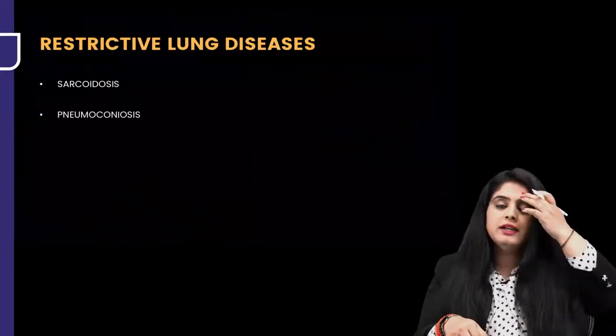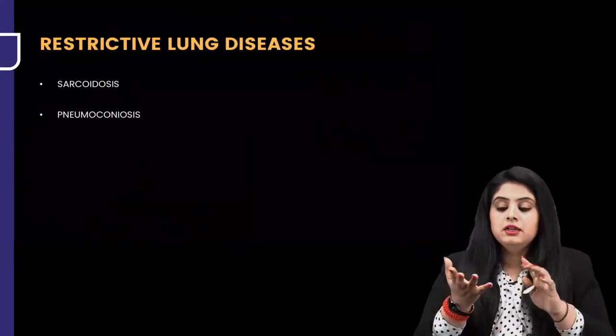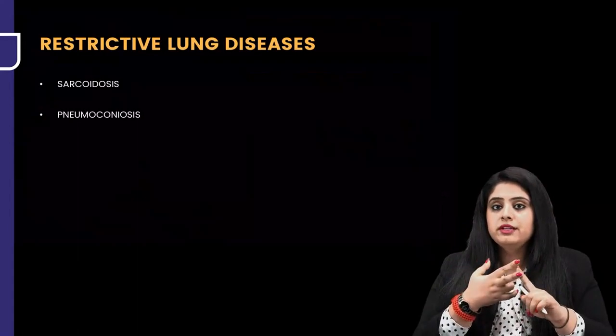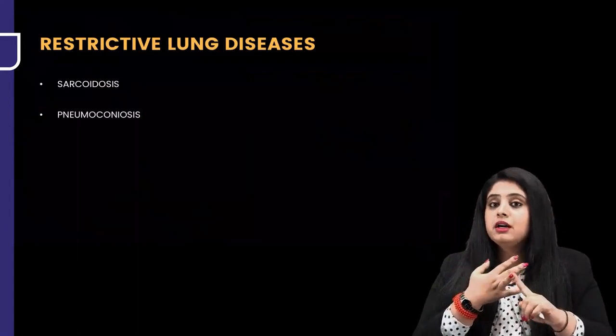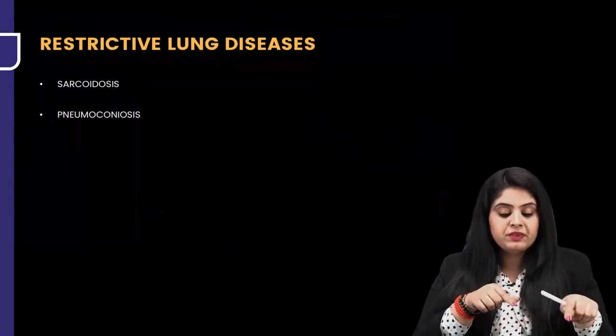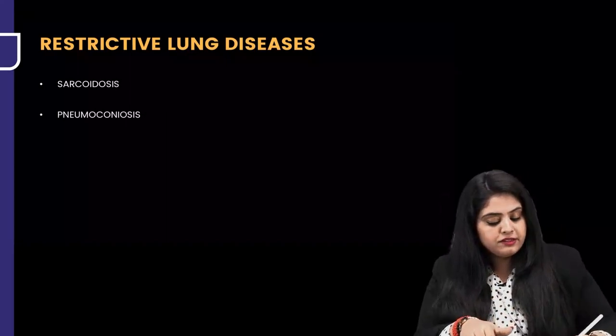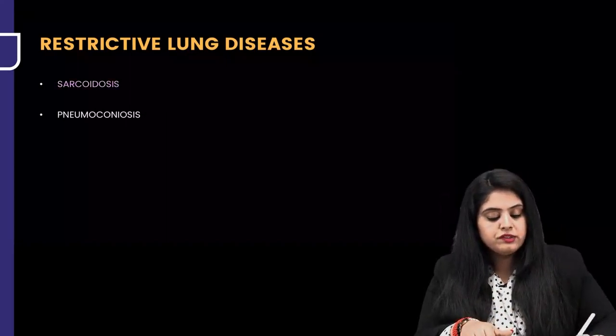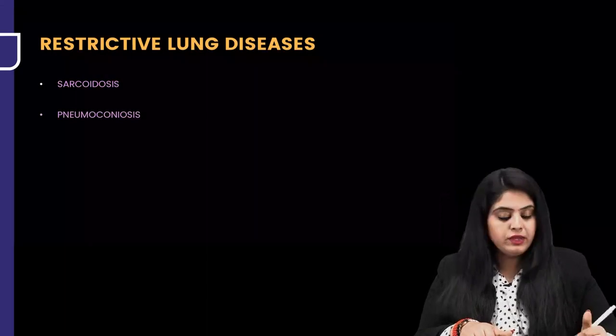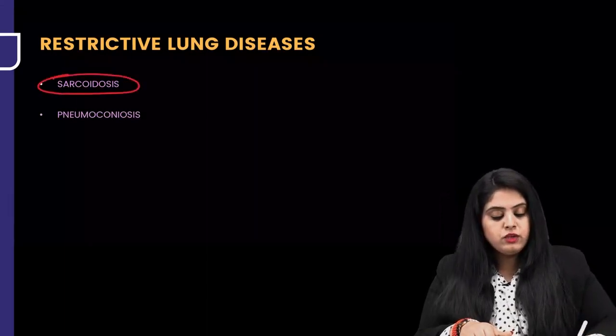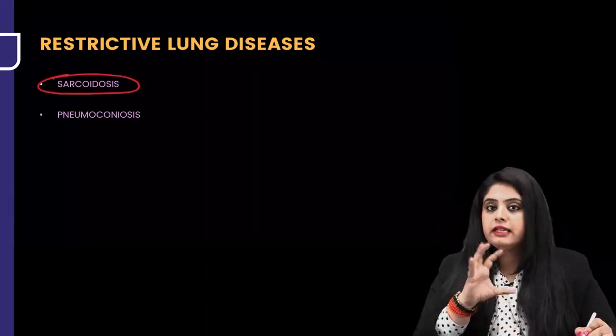Now I come to the RLDs. What was in OLD? CAB. COPD, asthma, bronchiectasis. Most important is the asthma 3C pictures that you have to know. Now I come to restrictive lung diseases, in which I'm gonna cover sarcoidosis and pneumoconiosis. So let's get going. For sarcoidosis, I've tried to make 2 slides so that everything can get summed up over there.